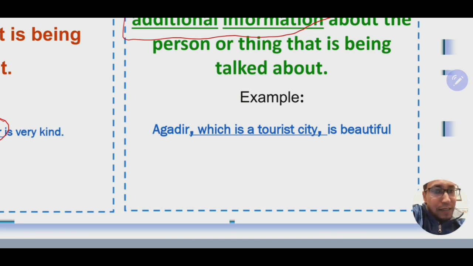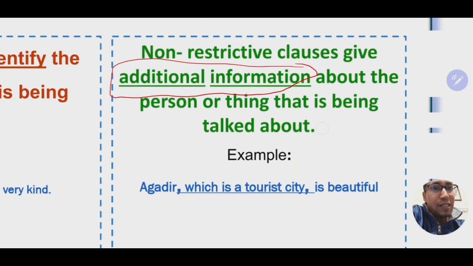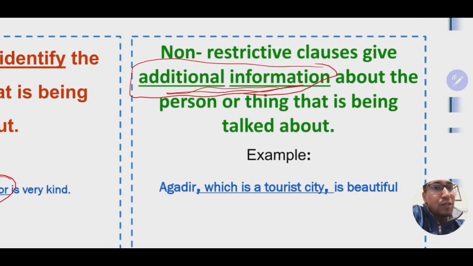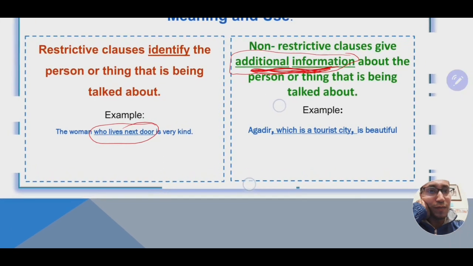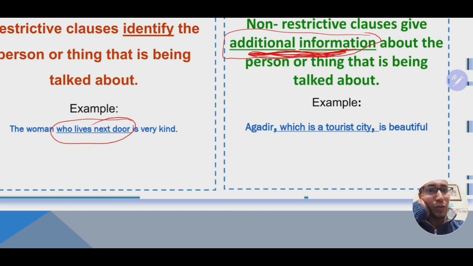Yes, we can. You're right. Why? Because there is only one Agadir in the world. Well, hopefully. Just like if we say France is nice, and we don't need which is a tourist city, we can delete it because it's just additional information. If you see, it's only additional information. That's why it's not really important. Now let me ask you this question. What is the difference between these two? What is the difference between this and this? Look at it.